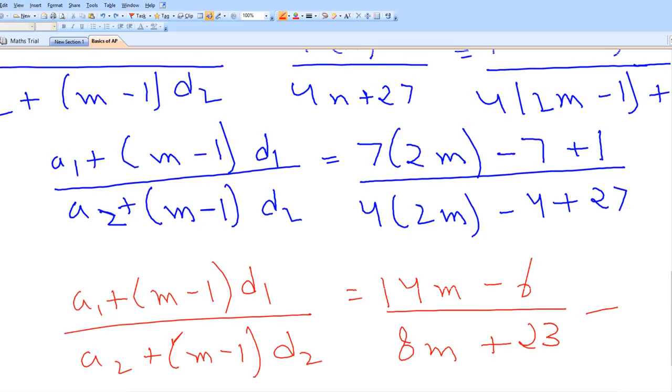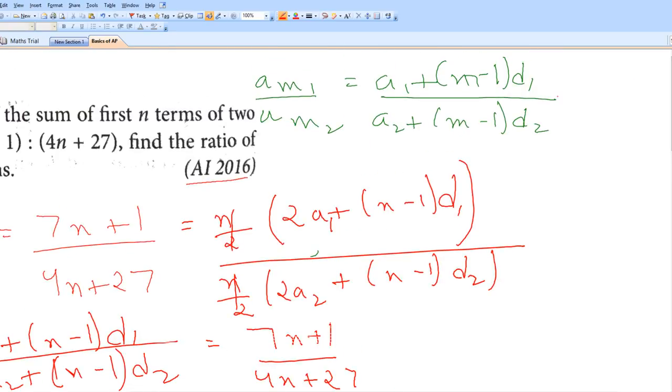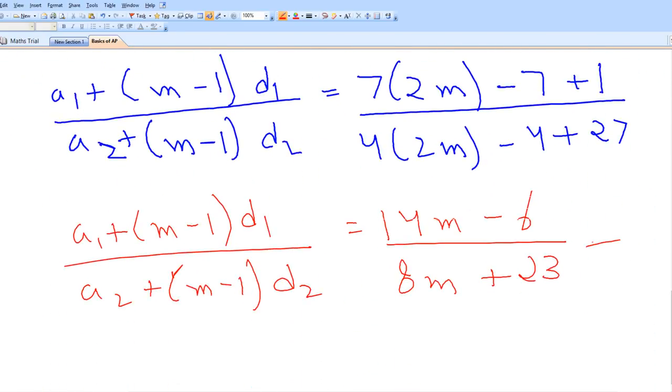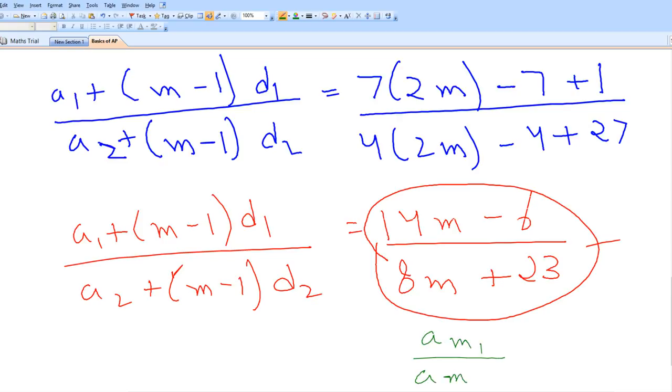Now if we compare this with what we had to find out, something we wrote in green above, we get that the LHS is coming like this only. If the LHS is coming like this, this means LHS is equal to this and hence RHS is equal to this. So this is what we needed to find out. This is the value of Am1 upon Am2. Alright. So if you have any doubt in this, ask me right now in the live chat. Then we'll be doing one more question.